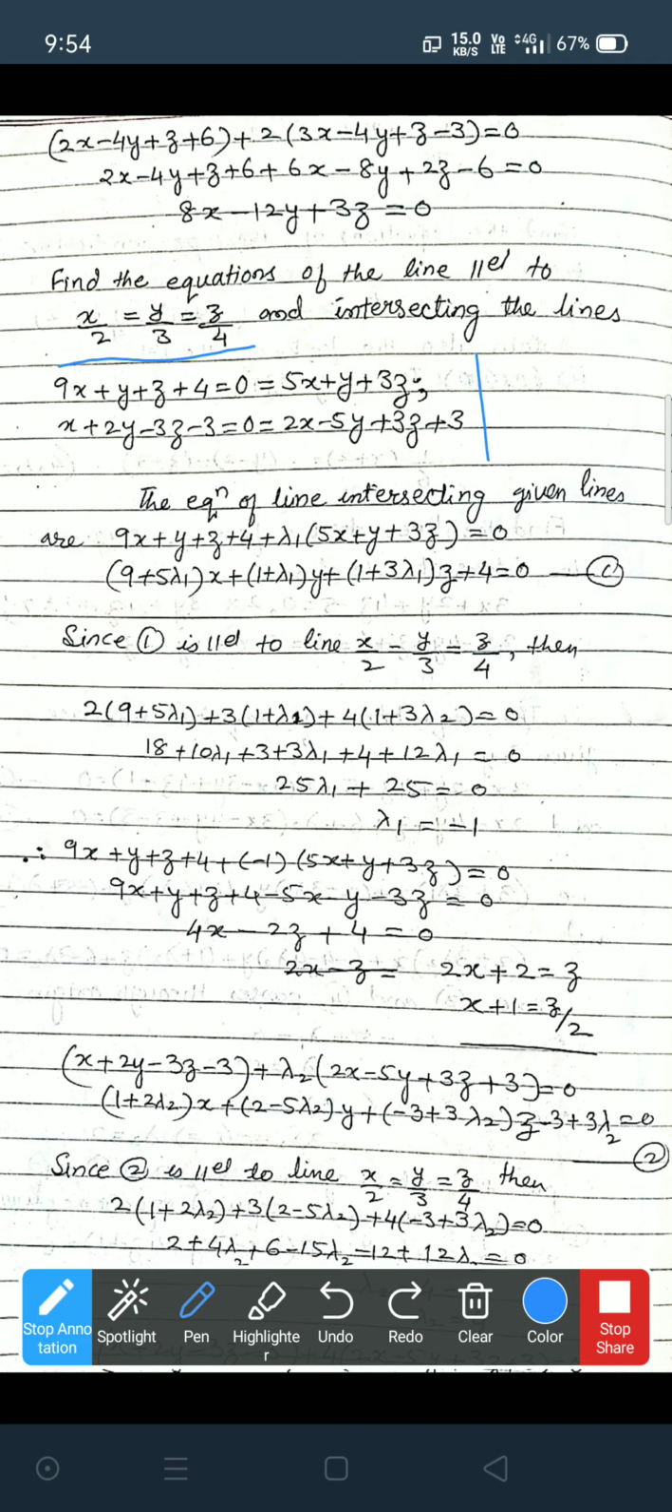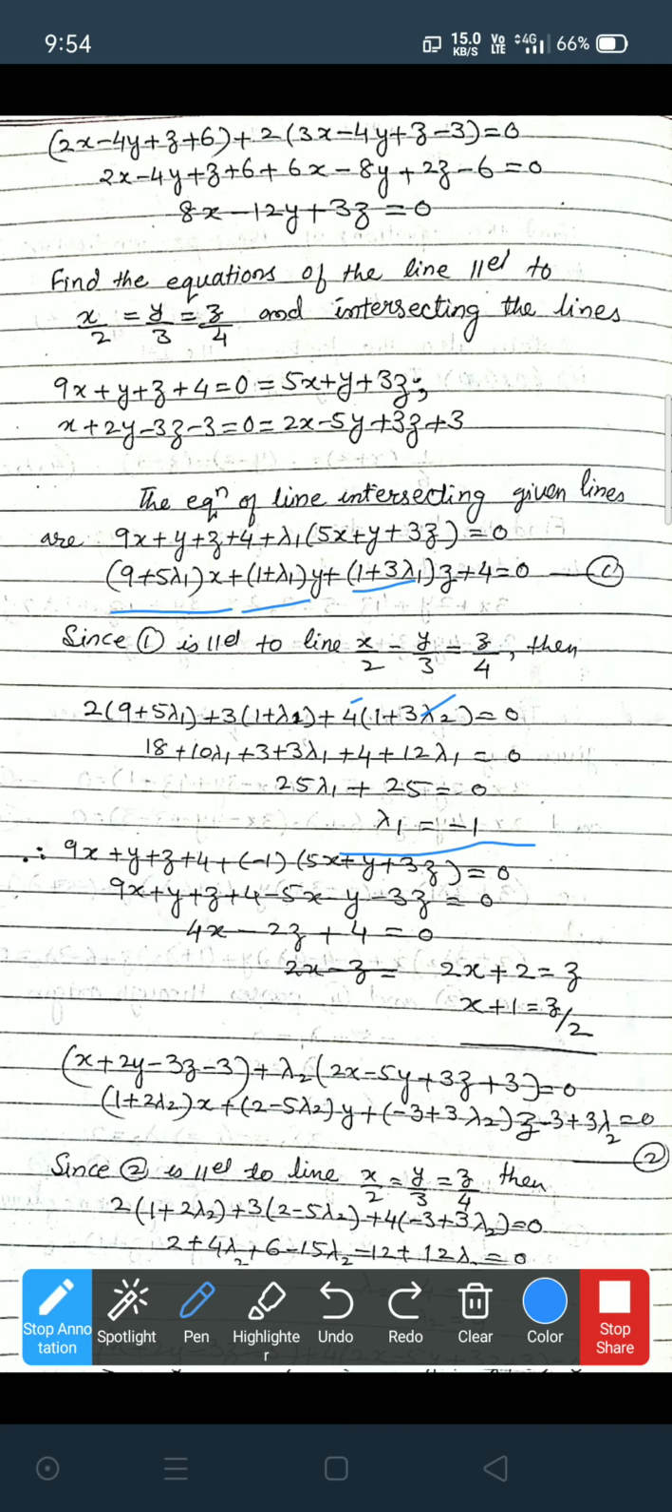So, the equations of the lines intersecting the given lines are given by this. Combining the first expression with lambda 1, we get 9 plus 5 lambda 1 x plus 1 plus lambda 1 y plus 1 plus 3 lambda 1 z plus 4 is equals to 0. And it is parallel to this line. So we have 2 into 9 plus 5 lambda 1 plus 3 into 1 plus lambda 1 plus 4 into 1 plus 3 lambda 1 is equals to 0. Then we get lambda 1 is equals to minus 1.